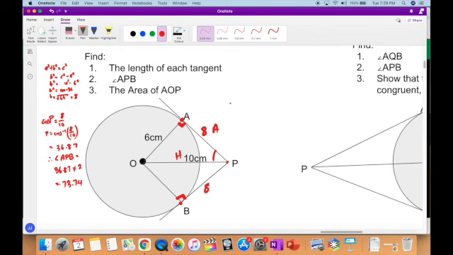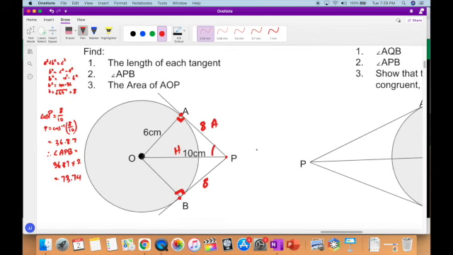Anyways, and the area of AOP, how could we find the area of AOP? That is a half base by height, right? So AOP is a right angle triangle. So we could take the base to be 6 and we could take the height to be 8. So that's just a half times 6 times 8. 6 8s are 48. 48 divided by 2 is 24. So this is 24 centimeters squared.